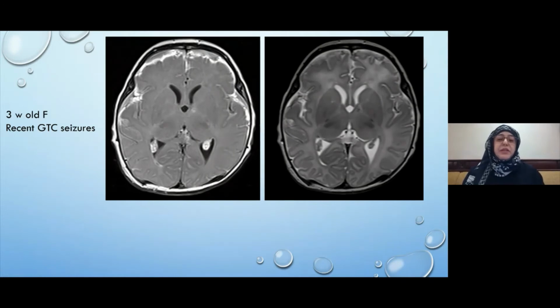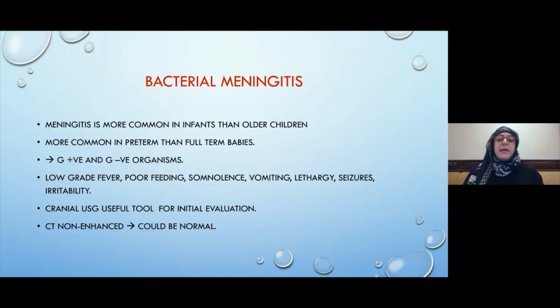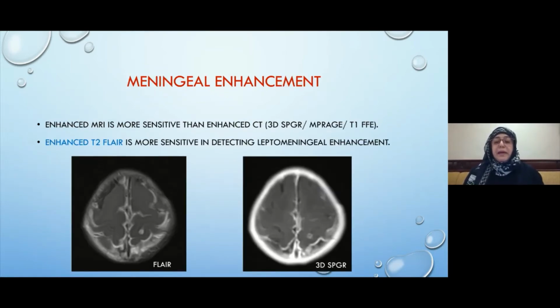Another important infection that we have to discuss is bacterial meningitis. Bacterial meningitis is very important, especially in the neonates, because again, it will affect the developing brain. So meningitis is more common in infants, and within the infant population, it is more common in preterm. So it can have very serious sequelae. And in these patients, ultrasound is a very helpful tool for screening, for initial evaluation and follow-up. However, cross-sectional imaging is needed in many of these patients.